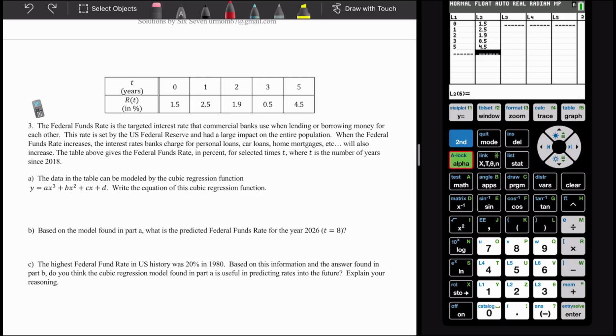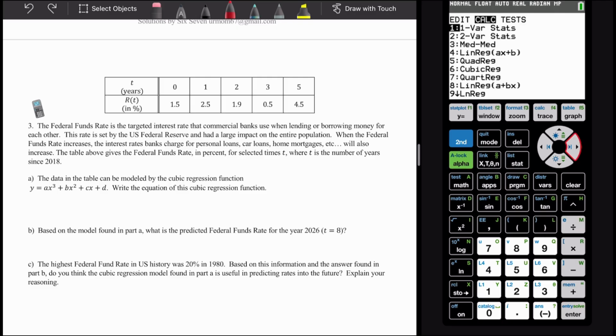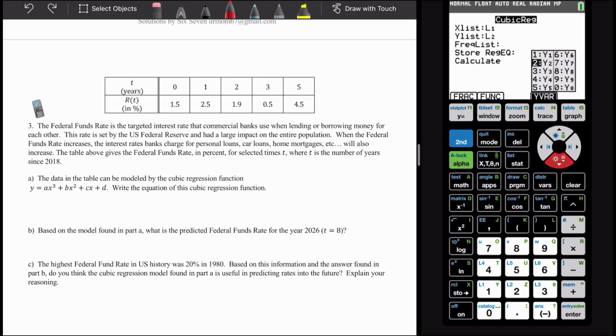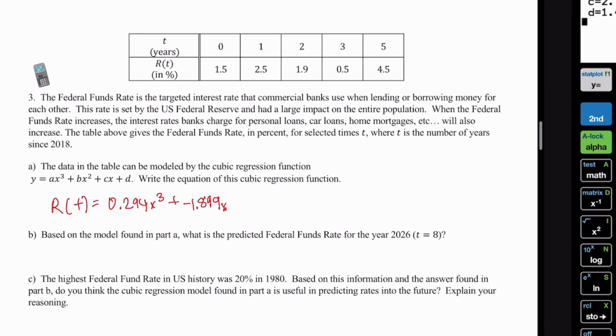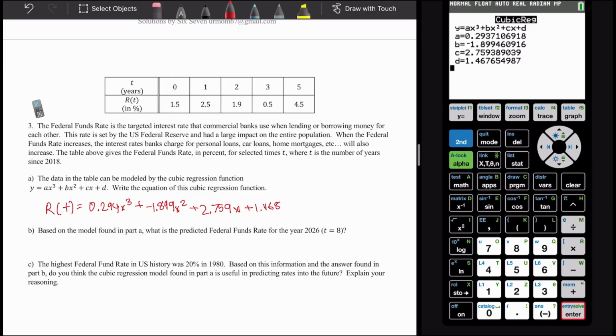Now alpha stat calc. Now we're gonna go down to number 6 because it's a cubic regression. We're gonna put alpha trace, and then we're gonna go to Y3 since we already used Y1 and Y2, but it doesn't really matter. It depends if you want to keep your other functions or not. So we're gonna write this down. That is R(t). Alright, that's a little messy around the X's, but yeah.